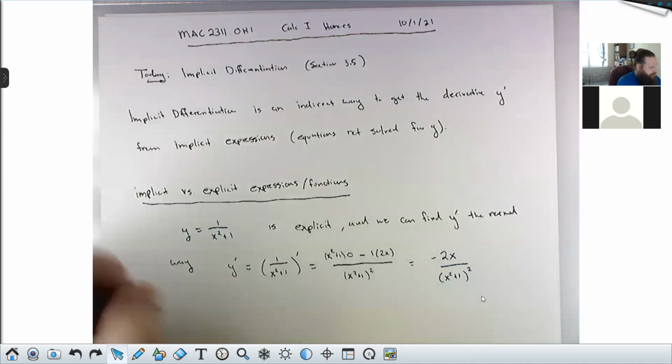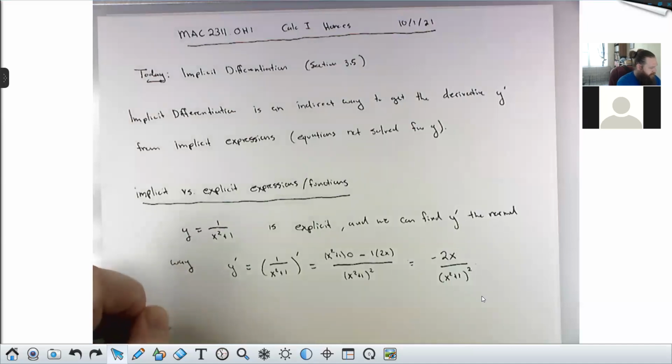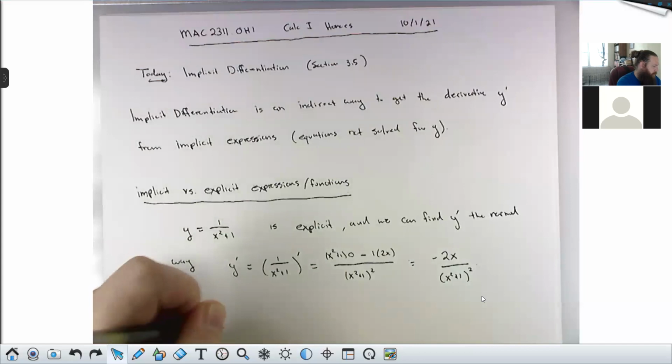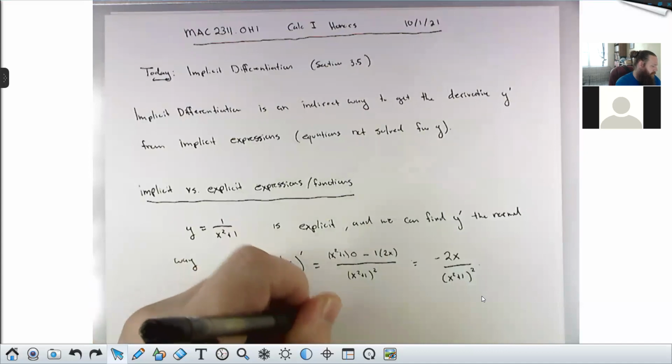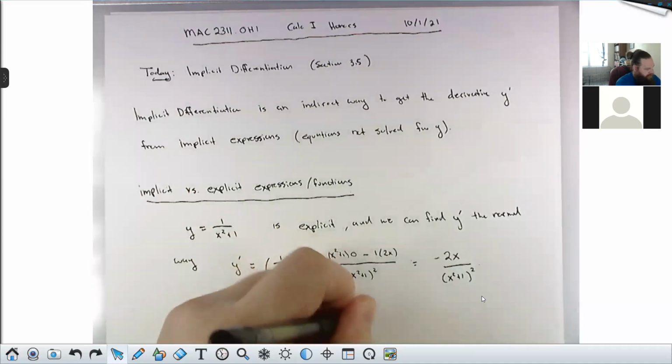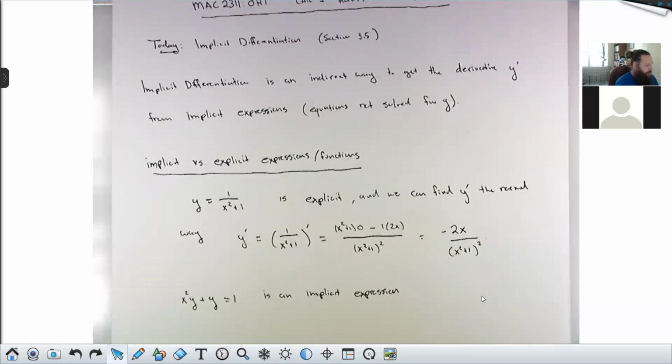On the other hand, if I had, say, x squared y plus y equals 1, this is an implicit expression. So this equation right here does define y as a function of x implicitly. You know you could, in theory, solve this for y, and you would get this.